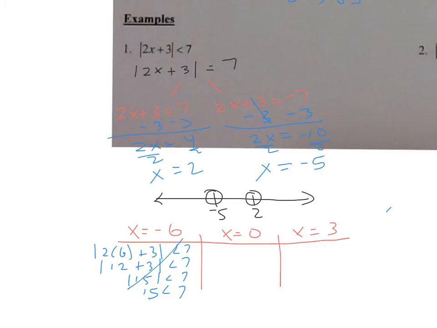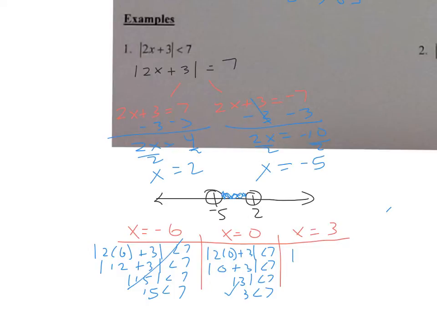I'm going to try 0. The absolute value of 2 times 0 plus 3 is less than 7. 2 times 0 is 0 plus 3. 0 plus 3 is 3. 3 is less than 7. That's true, so I shade in between.